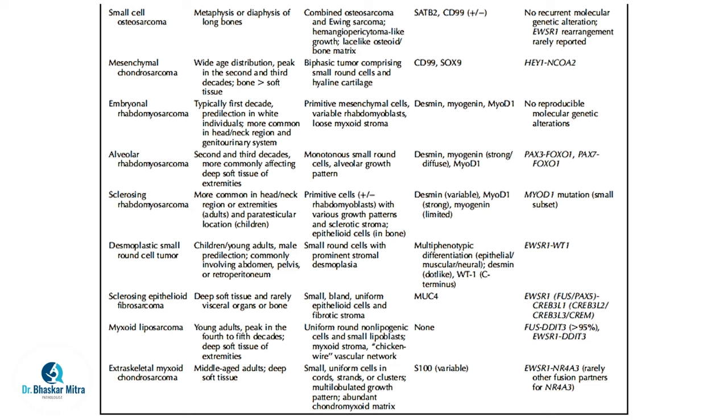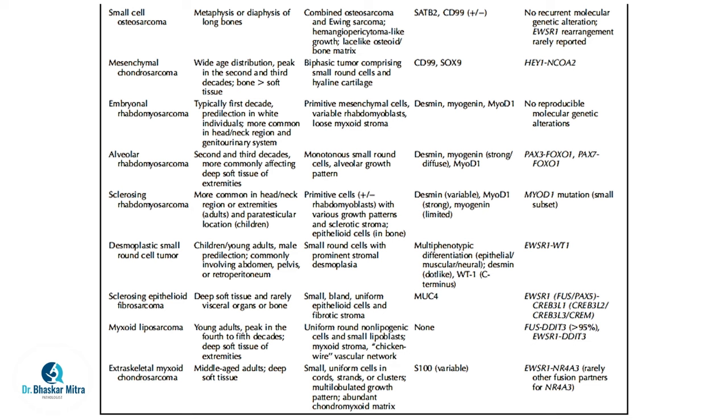Next comes the rhabdo group, where we can see myogenic differentiation among these cells. Alveolar has a typical alveolar arrangement. Embryonal rhabdomyosarcoma has a typical small round cell appearance. Then comes the stromal component with the presence of desmoplastic small round cell tumor and the sclerosing epithelioid fibrosarcoma, followed by the myxoid stroma, where we can find myxoid liposarcomas or the extraskeletal myxoid chondrosarcoma.